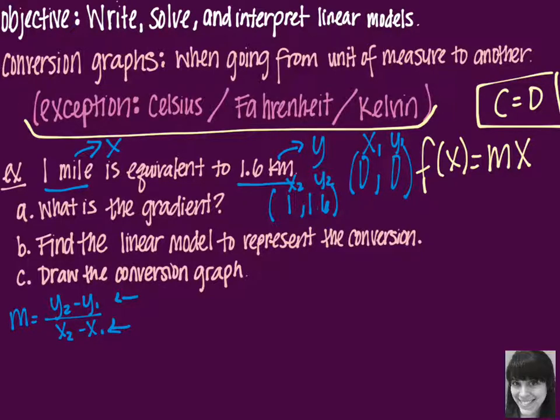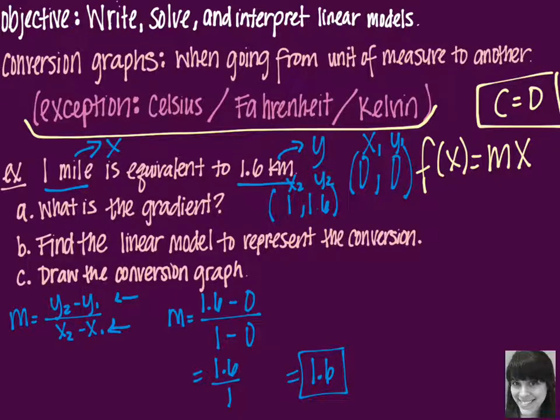Okay, so y2 is 1.6 minus 0, that's y1. And then x2 is 1 minus x1, which is 0. And so you get 1.6 divided by 1. And 1.6 divided by 1 is just 1.6. That is the gradient. Okay?